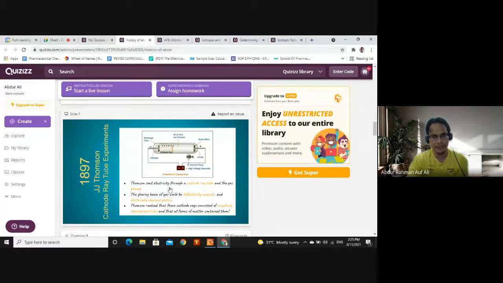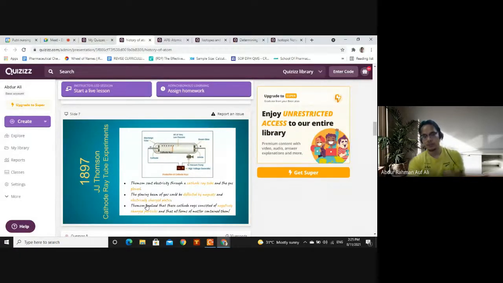Thomson sent electricity through a cathode ray tube and the gas glowed. And the glowing beam of gas could be deflected by magnets and electrically charged plates. So Thomson realized that these cathode rays consisted of negatively charged particles. This is the discovery of J.J. Thomson.